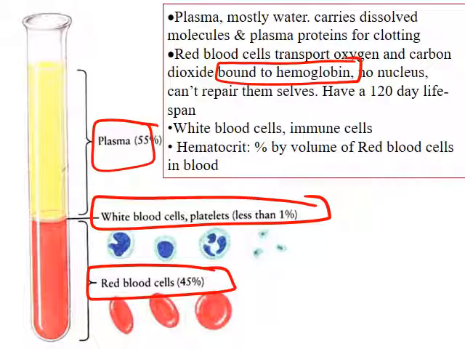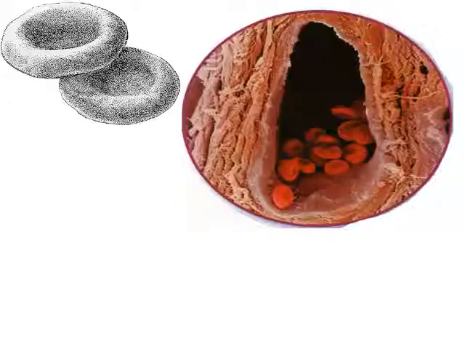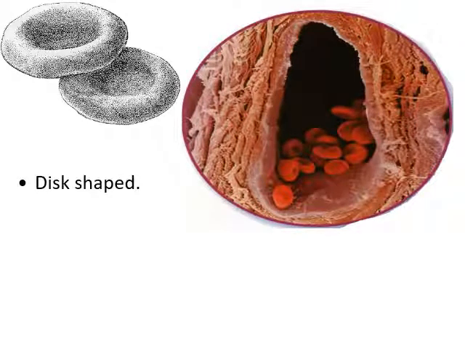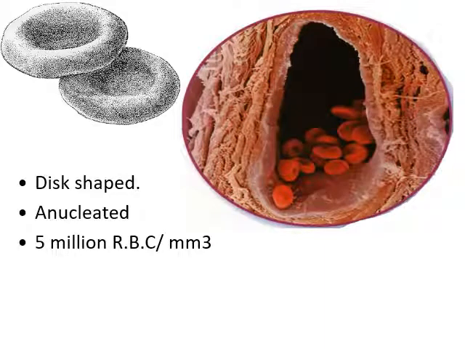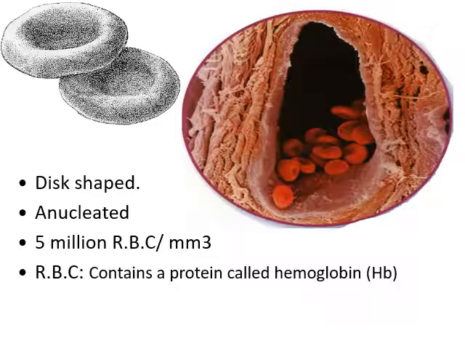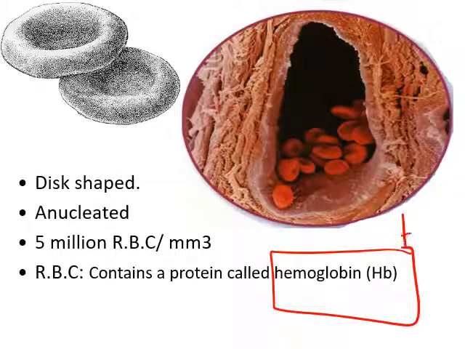Red blood cells have no nucleus, they can't repair themselves, and they have a 120-day lifespan. White blood cells are immune cells. What is hematocrit? It is the percentage by volume of red blood cells in blood. This figure shows some characteristics: they are disc shaped, enucleated, 5 million red blood cells per cubic millimeter, and they contain a protein called hemoglobin, with the symbol Hb.